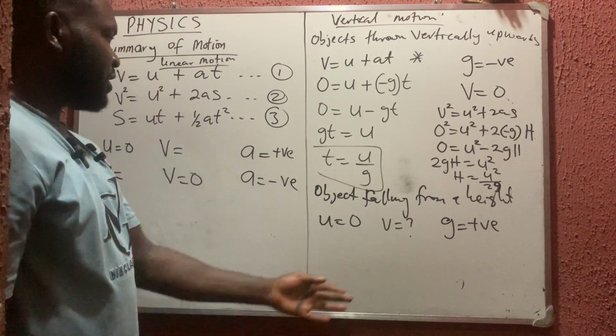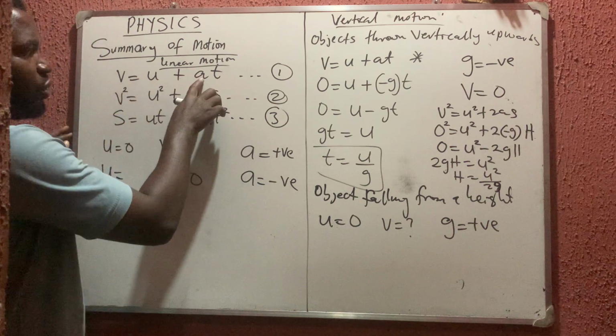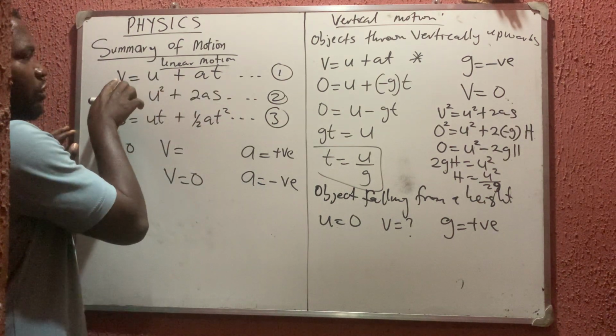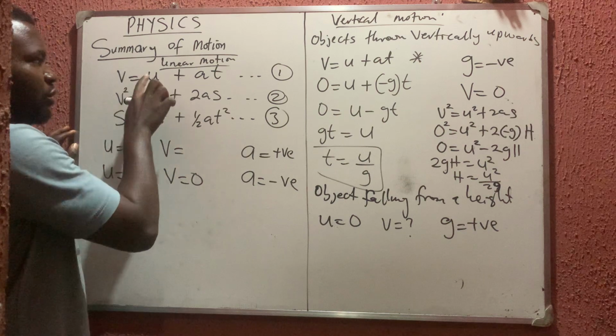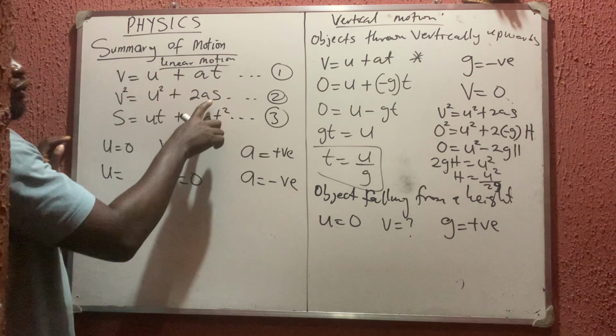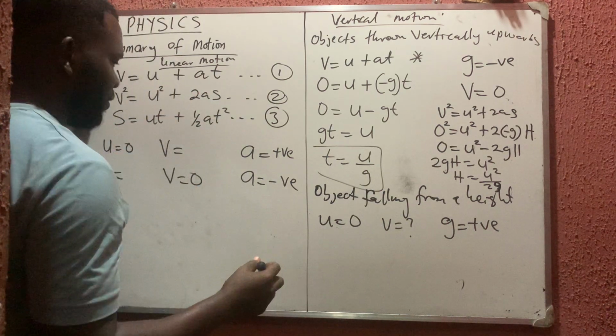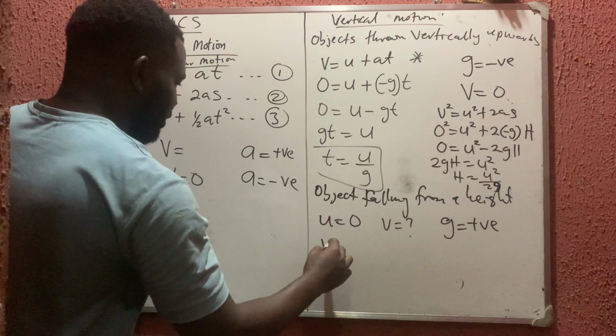You are done. So the same thing, apply them here. The same thing again. Your G will now be positive G. Your U will be 0, and your V will be what they gave you. In all of them, don't forget that the displacement will change to height. Very, very simple.